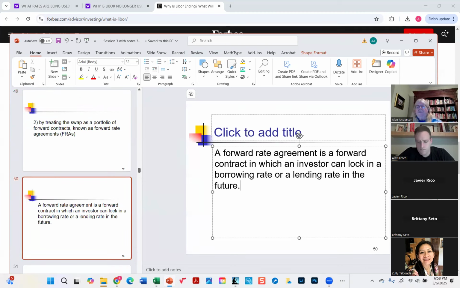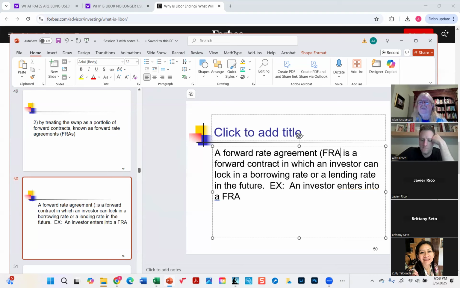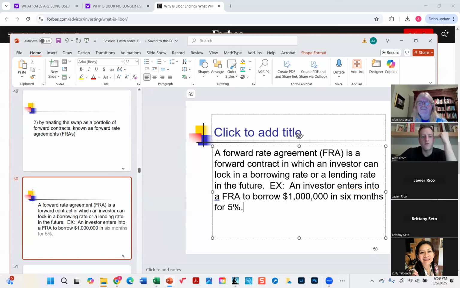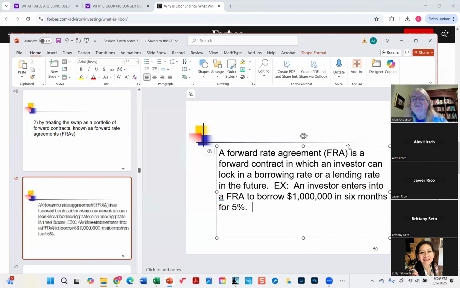the future. So, for example, an investor enters into a forward rate agreement, which is abbreviated FRA, to borrow $1 million in 6 months for 5%. Okay. So this is an example of a forward rate agreement. So an interest rate swap is equivalent to entering into a sequence of these forward rate agreements. Okay. And we'll see that later on.